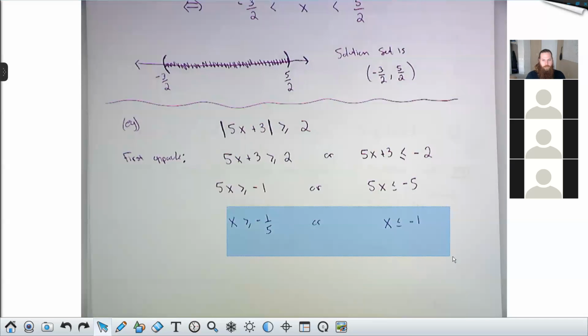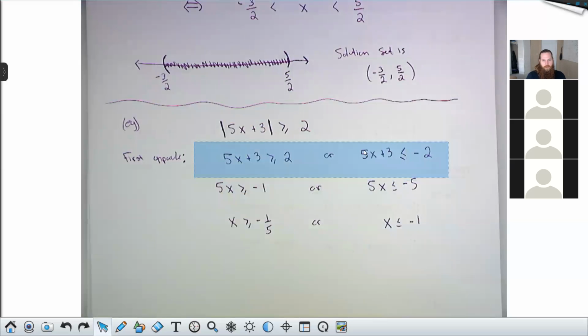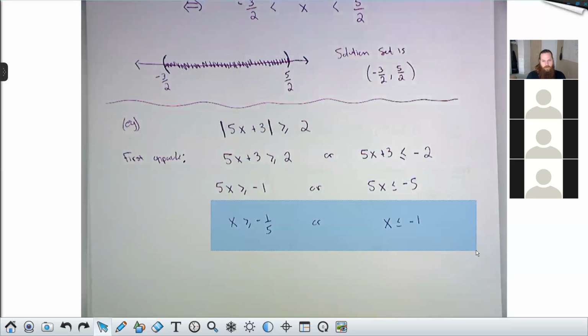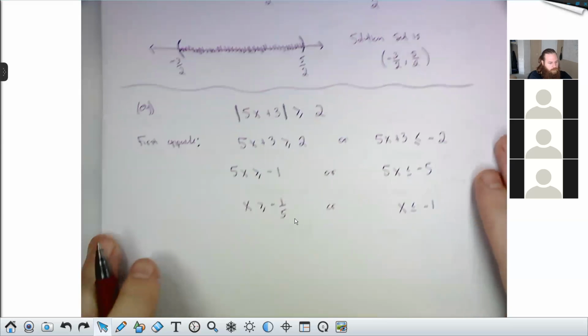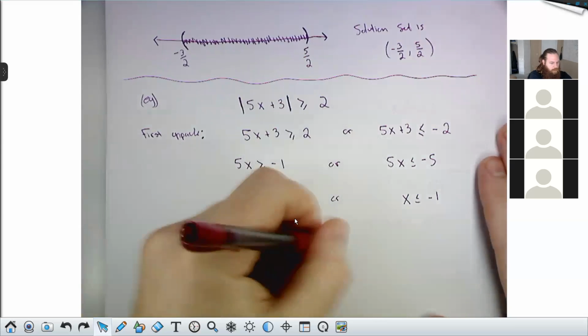And now both of these, we've isolated the x, right? So we've solved both of these inequalities. And since these inequalities together are equivalent to the original inequality, we just have to sketch the solution set here. And having that word or between them can help us remember what to do. The word or is linked to the union symbol. So let me draw a number line.